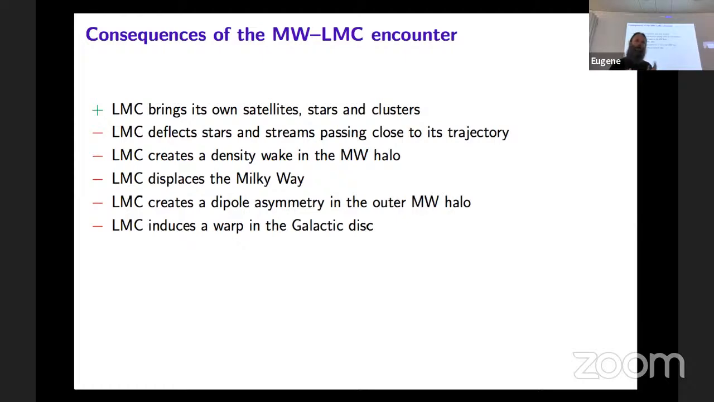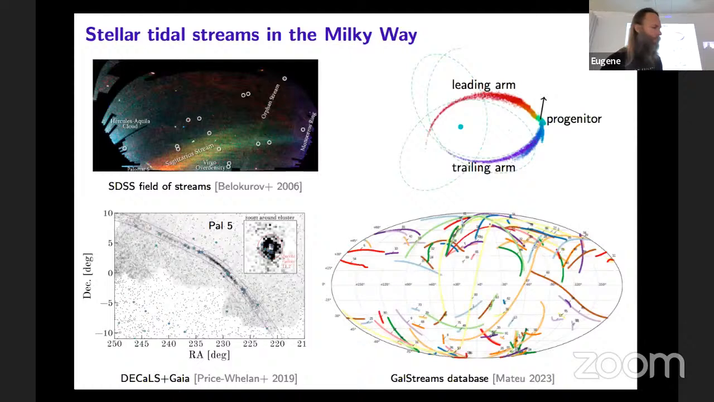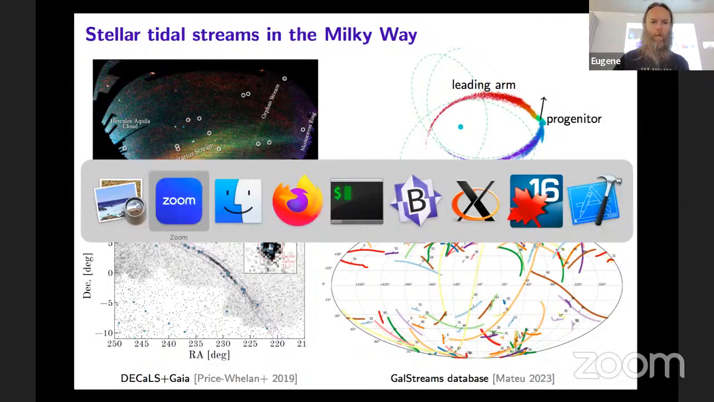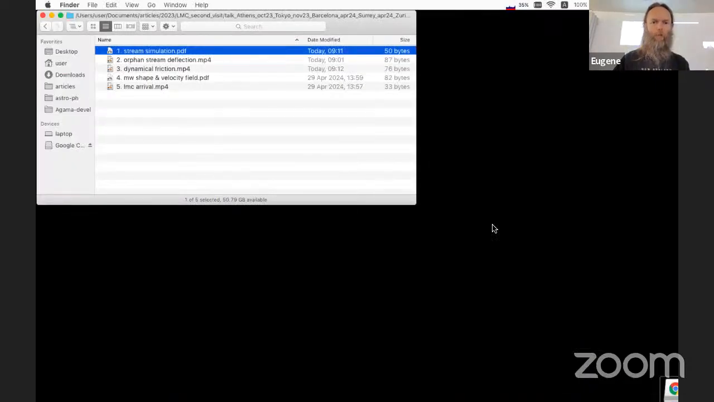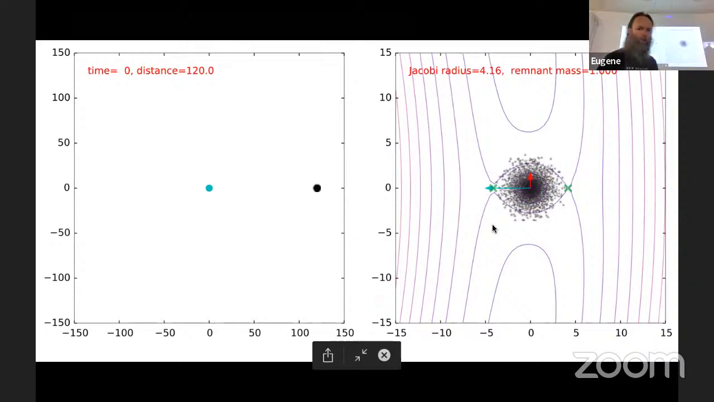effect of the LMC on stellar streams. To introduce the concept, stellar streams are structures arising from the tidal disruption of star clusters or dwarf galaxies. And maybe I'll even play a movie to illustrate it first. Here is an illustration of a very theoretical concept. The galaxy is represented by a point mass, and the star cluster or satellite galaxy is a collection of particles. Here is just a zoom in on the cluster.